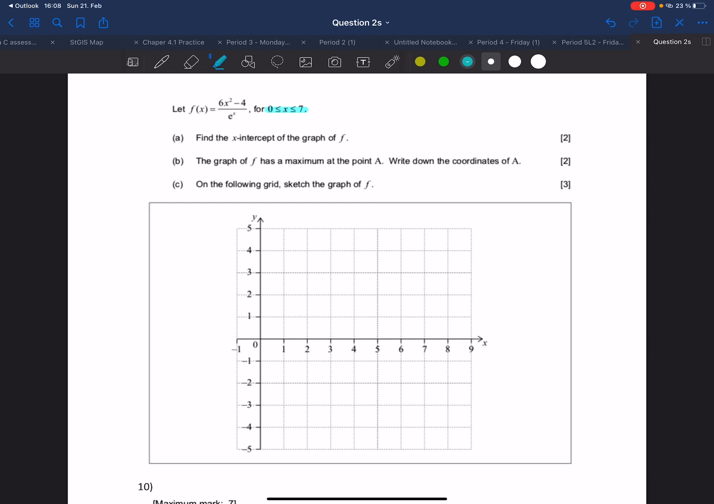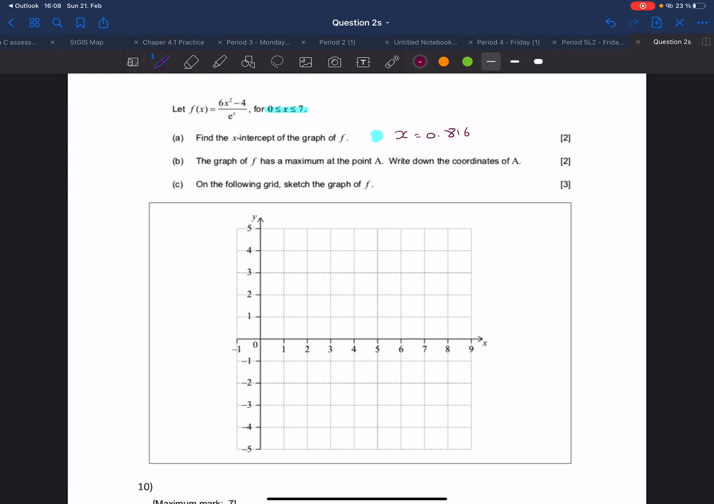Let me try again. Menu, analyze graph, 0. And there we go. That looks like a better solution, which is now underneath the other one. So my solution is x is equal to 0.816. Perfect. It also then says the graph has a maximum at point A. Find the coordinates of A.